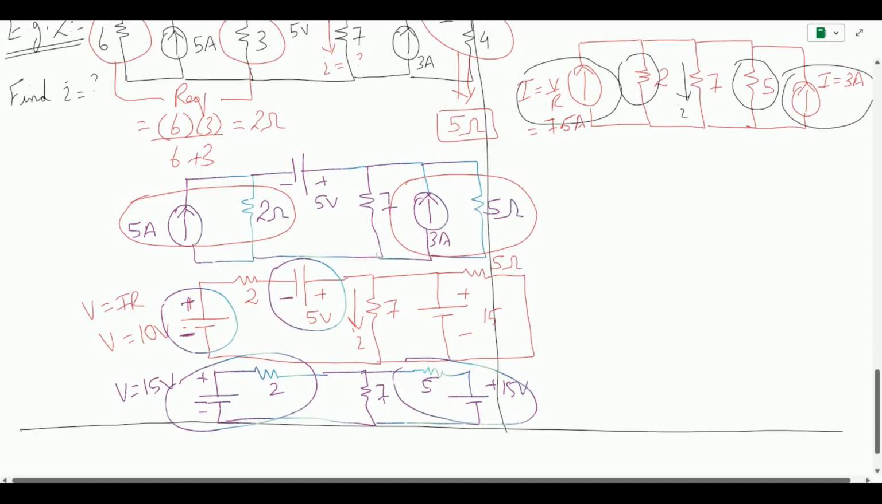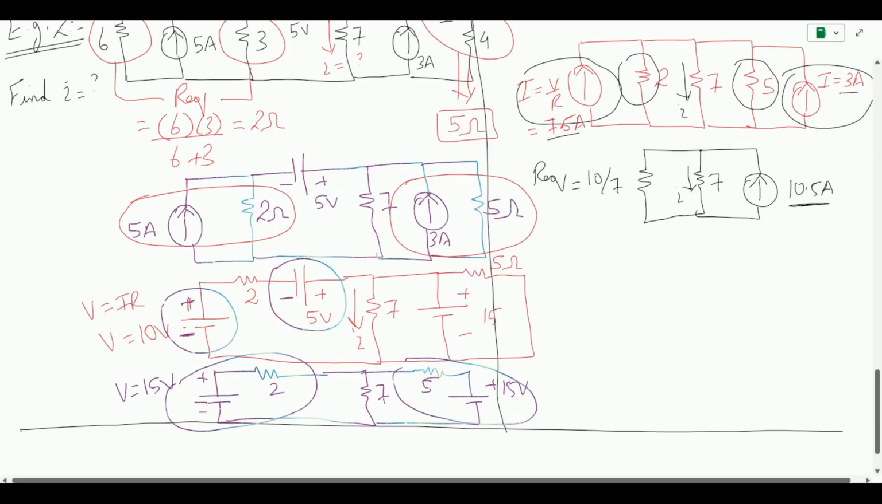So my circuit can be further simplified to, so the 7 ohms remains as it is, followed by an equivalent resistance of 10 divided by 7, and the current source comes out to be 10.5 amps, because I have added 3 plus 7.5, so it comes out to be 10.5, and when you take the R equivalent of 2 ohm and 5 ohm, you get 10/7. So let me write this as R equivalent, and the unknown current remains as this. Now it is very simple.